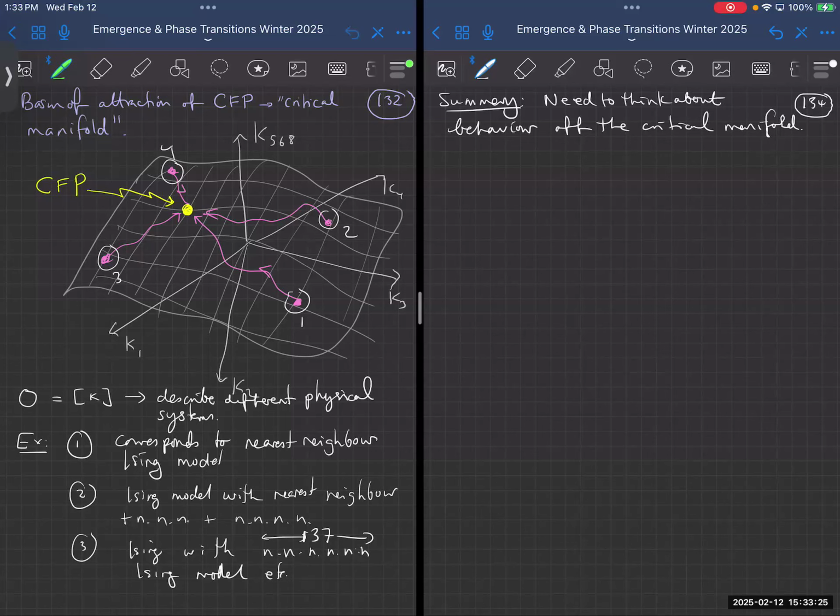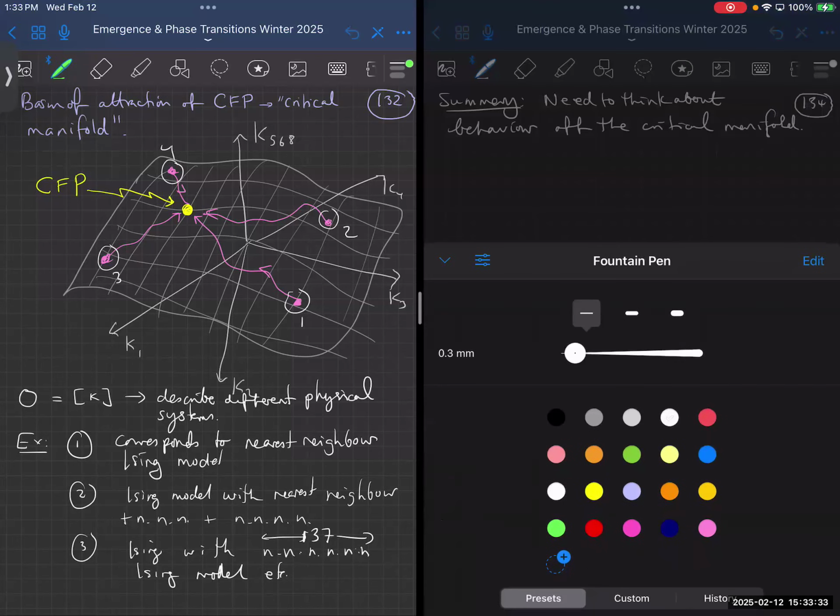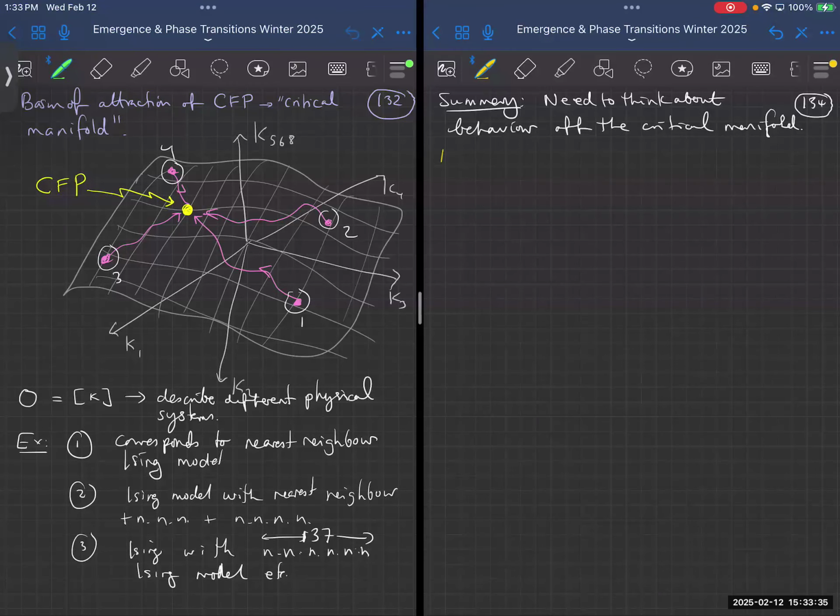All right, perfect. So we need to think about the behavior of the critical point. The next topic that we're going to look at is exactly that. We are now going to look at the local behavior of RG transformations near a critical fixed point.